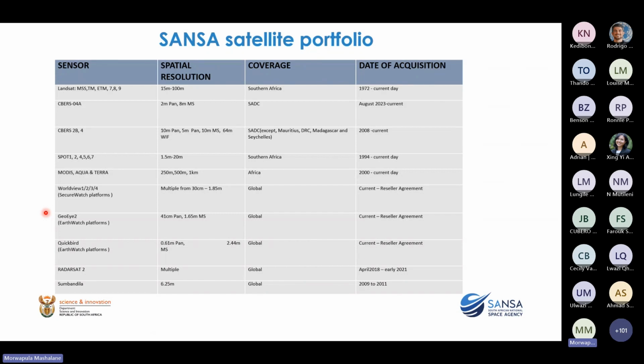The latest one, which has been added to our portfolio, is the CBERS 4A, which we started receiving in August. The resolution for the CBERS is the 2 meter panchromatic and the 8 meter multispectral. The coverage is over the SADC region.